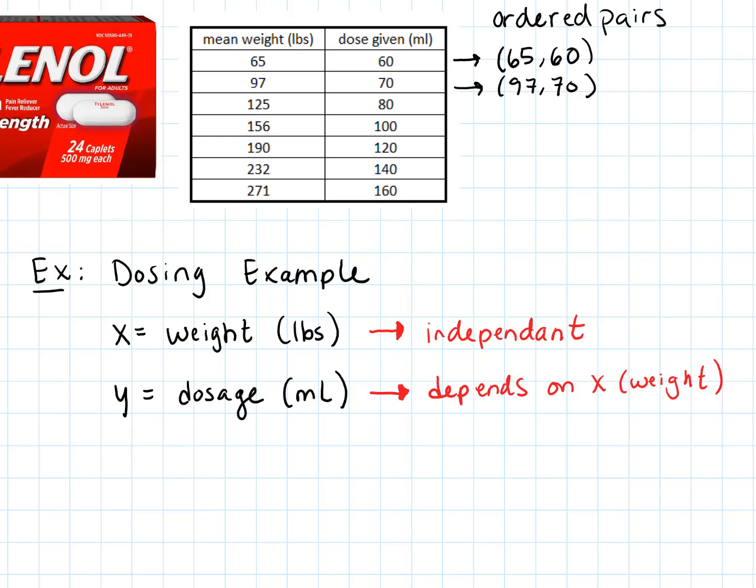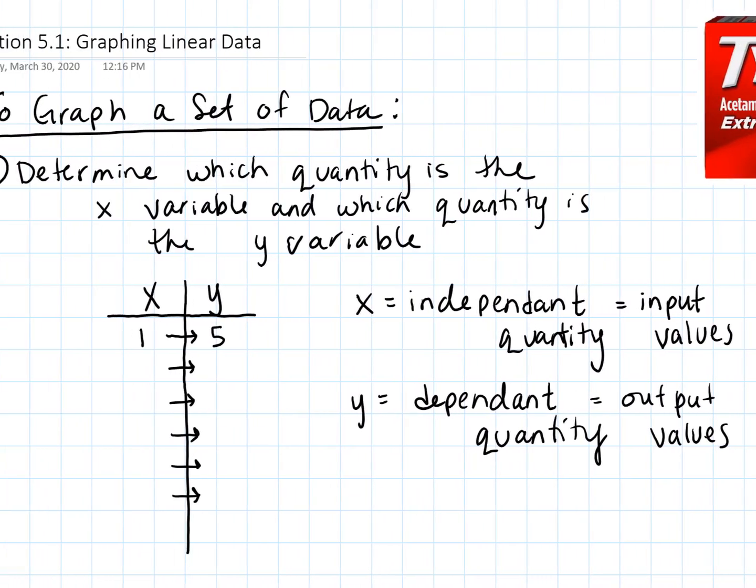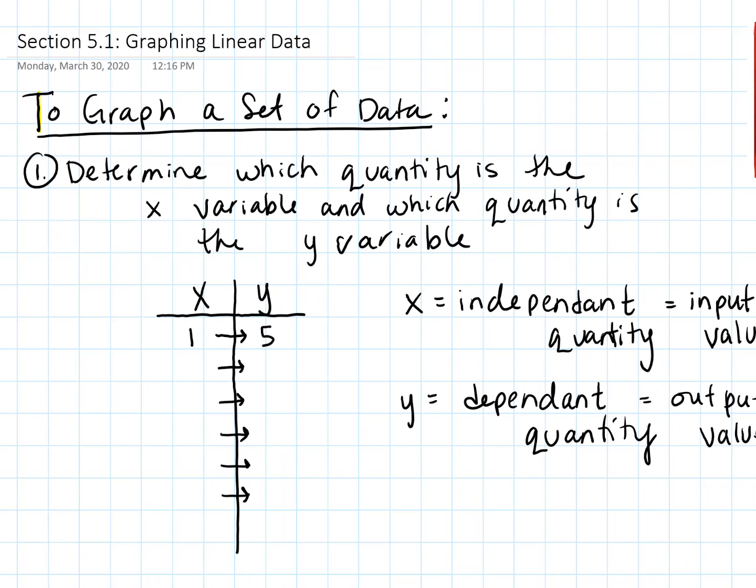So the first thing we have to do is figure out what is X and what is Y. That's the first thing that we always do when we come across a data set that we want to graph or represent in any way. We have to figure out what represents X, what represents Y.